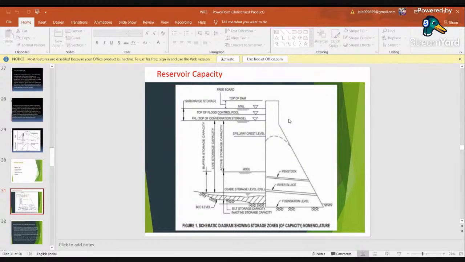Then there is live storage capacity. Live storage capacity means the reservoir capacity excluding the dead storage capacity. Flood storage capacity means that portion of reservoir capacity which is reserved for the temporary storage of the flood water in order to regulate the downstream flow. Then there is flood storage, which is the corresponding volume of water. There is surcharge storage capacity, meaning the reservoir capacity above the crest of an uncontrolled spillway.